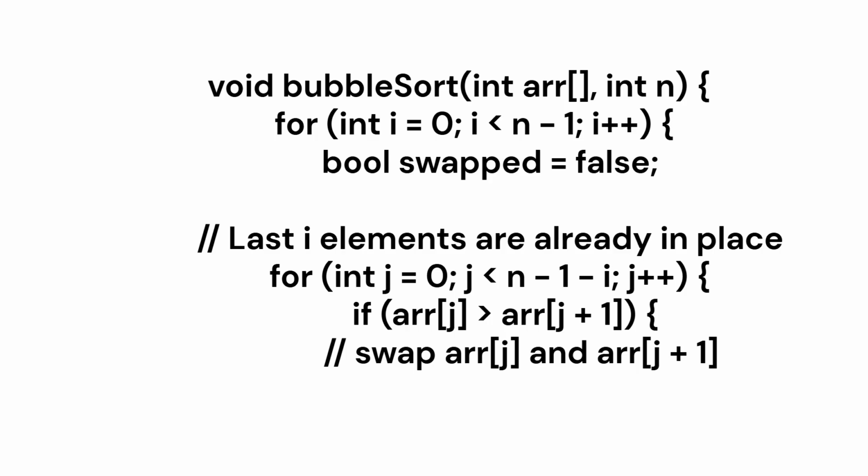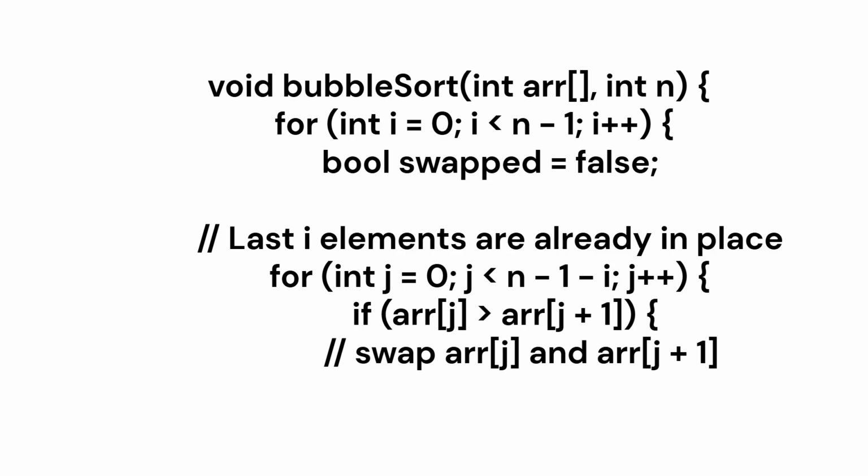int temp = arr[j]. Store the value at arr[j] in a temporary variable temp so we don't lose it. arr[j] = arr[j+1]. Move the value from the right position, arr[j+1], into the left position, arr[j]. arr[j+1] = temp. Put the original left value, stored in temp, into the right position.